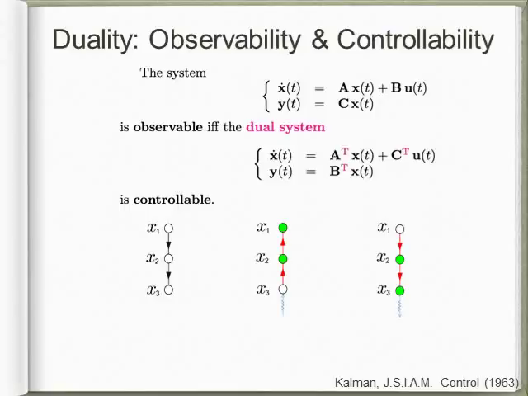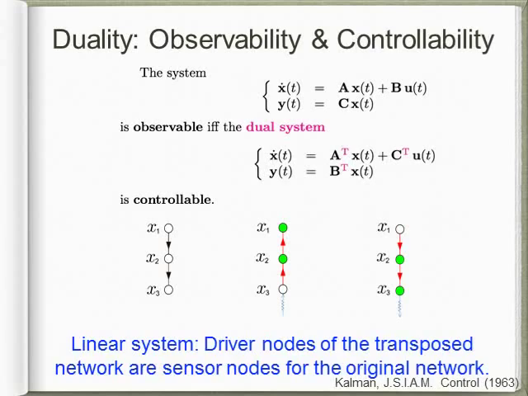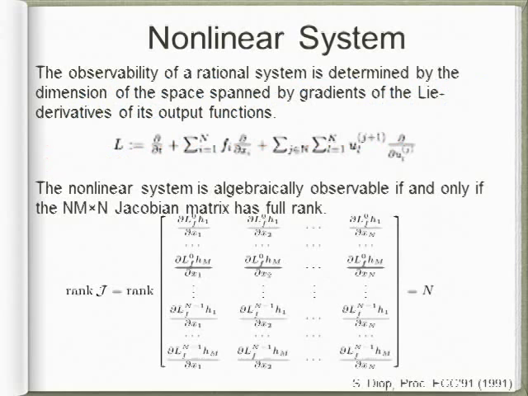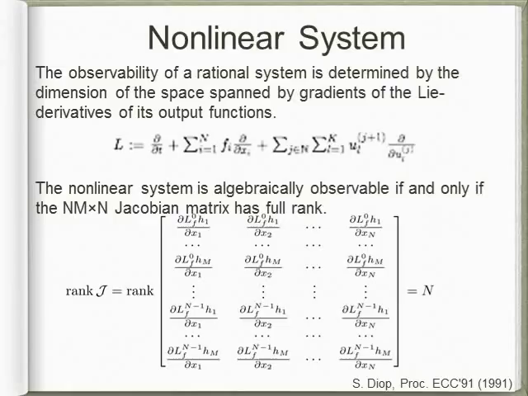So basically you transpose the A matrix. Then you use the minimum input theorem, you find the driver nodes for this dual system. The driver node in this case is X3. Then the driver node for this system is nothing but the sensor node for the original system. So for linear systems, the driver nodes of the transpose network are sensor nodes for the original network, so the problem is solved. But however, for biological systems, they are highly nonlinear. So how to solve this problem? It turns out that biochemical systems are a very special type of nonlinear system in the sense that the dynamics are polynomial or rational.